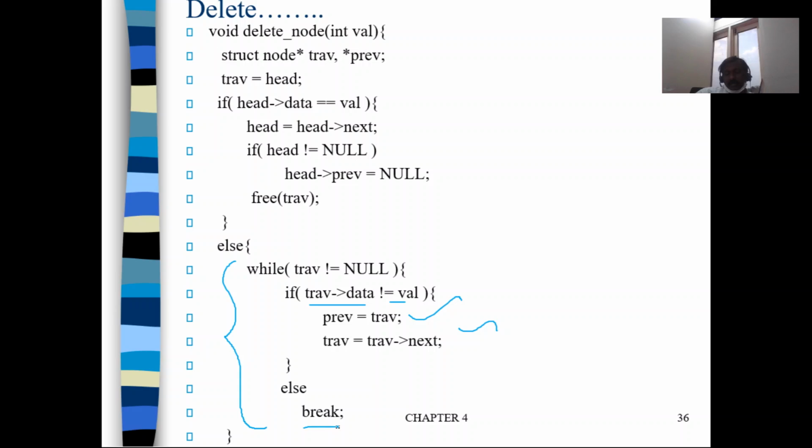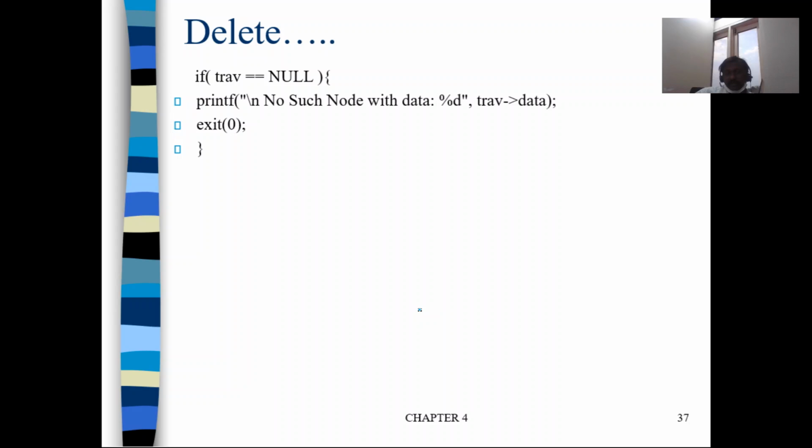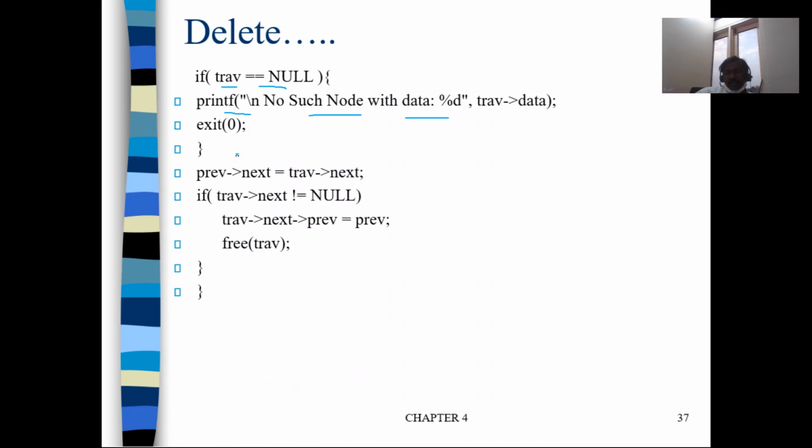You break. But the control comes out of the while loop for two reasons. Either you traversed throughout the list and were unable to find a node whose data is equal to val, or you have found the node whose data is equal to val which is to be deleted. So we have to find out why it has come out. First we check if traverse is equal to null. If so, it means you have traversed the whole linked list but couldn't find a node with that data. In that case we say there is no such node and we exit. Otherwise we have to perform the deletion.